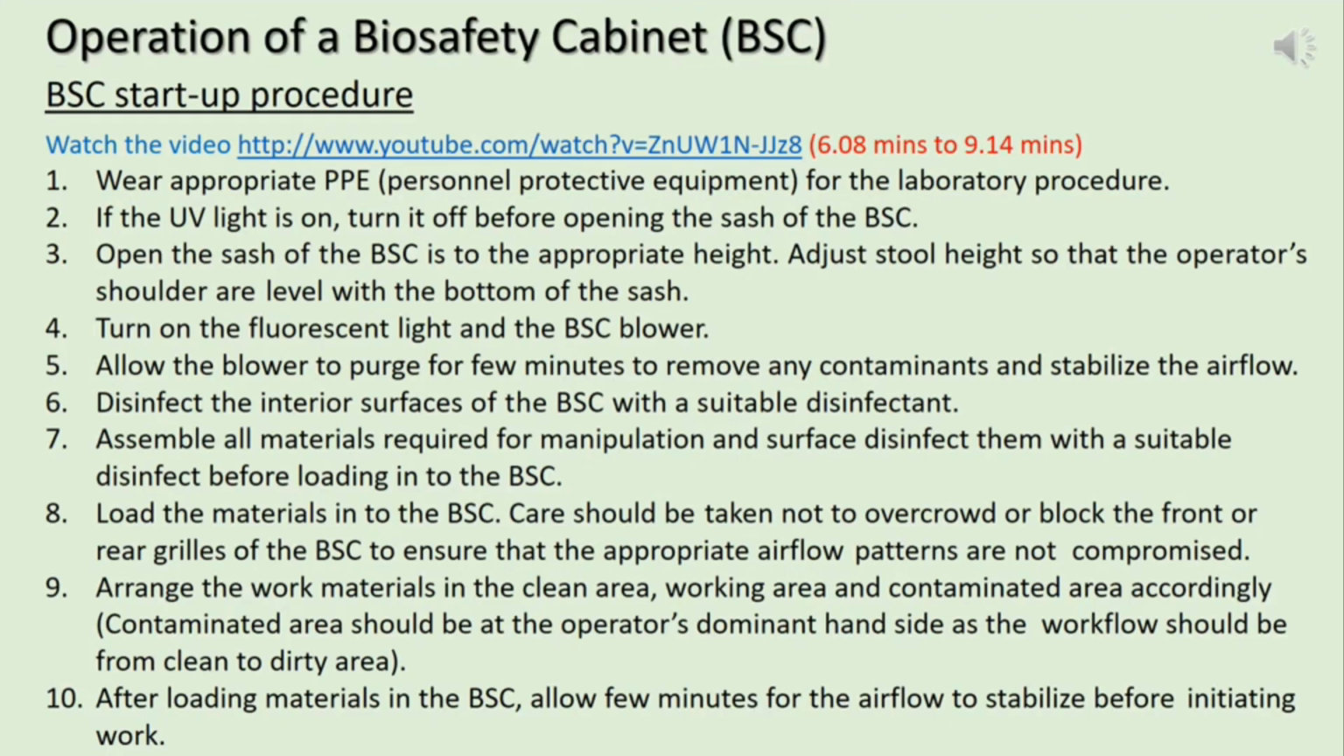So I strongly suggest you watch the video. As I mentioned earlier, these steps will make a lot more sense to you when you watch the video.